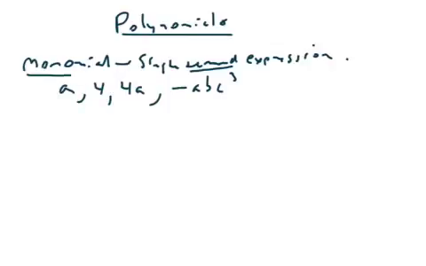you're only going to have one term, and that's a monomial. Now, if you do string some of these together, you get what are called polynomials. Now, the first polynomial that you're going to run into is called a binomial.